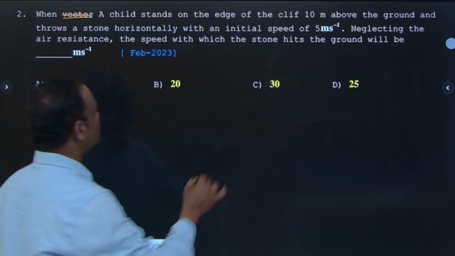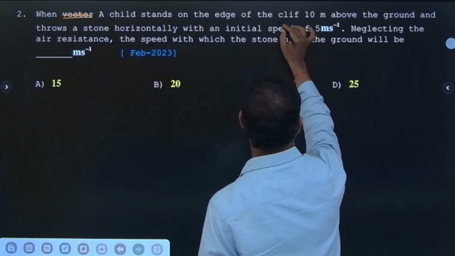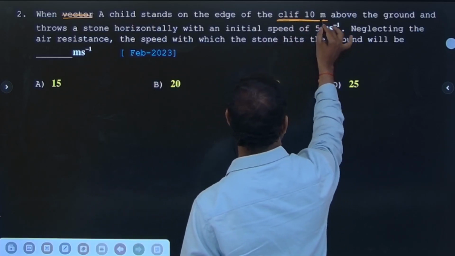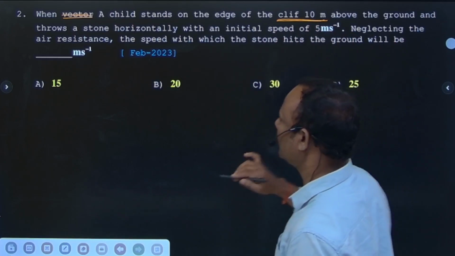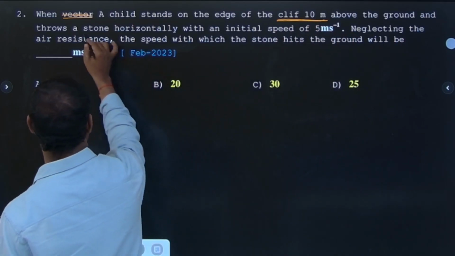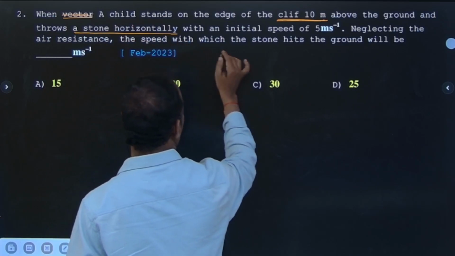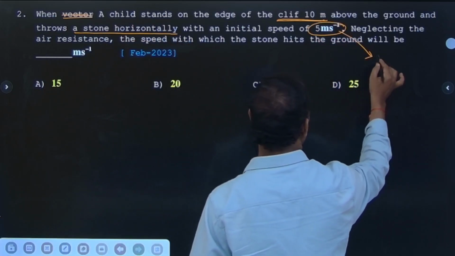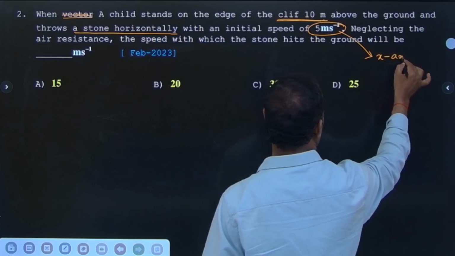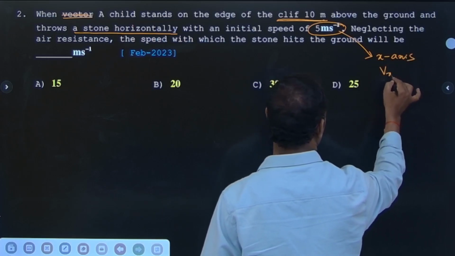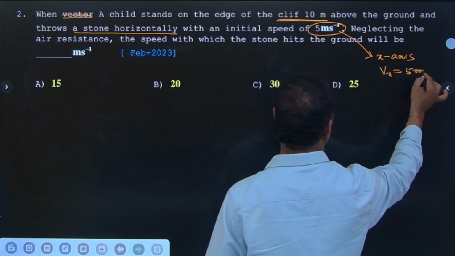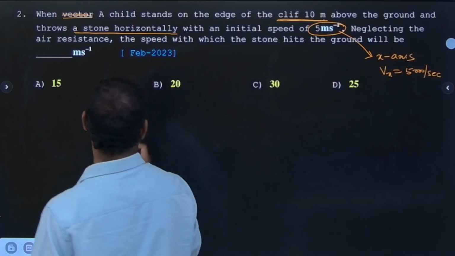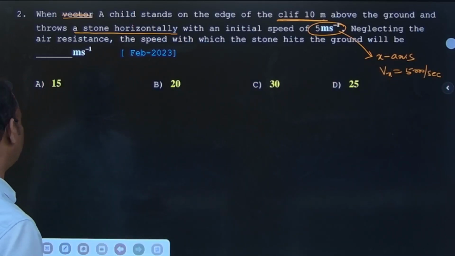When a child stands on the edge of a cliff, the height is what? It's 10 meter as mentioned. This is the height of the cliff above the ground, and he throws a stone horizontally with an initial velocity along the x-axis, which is Vx. Vx is equal to 5 meter per second.